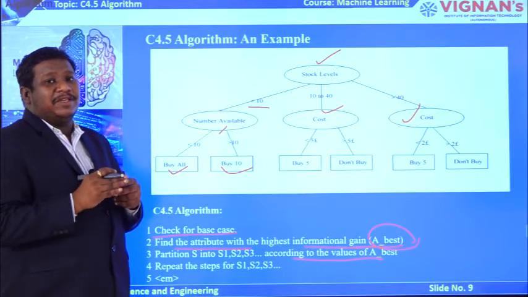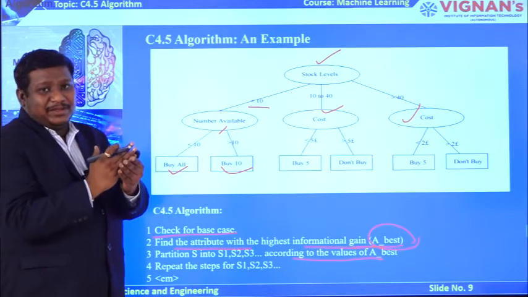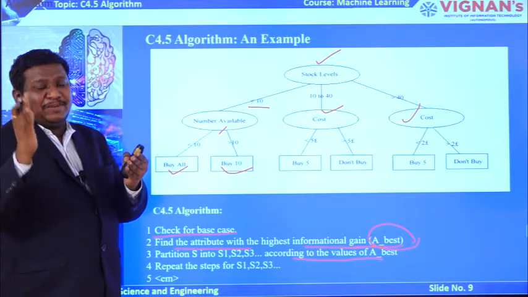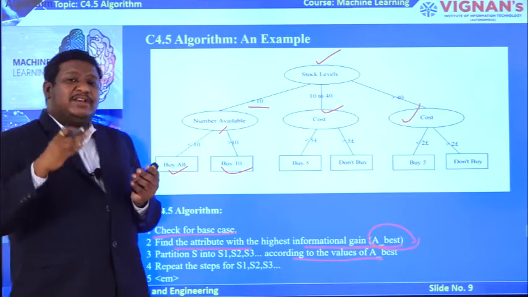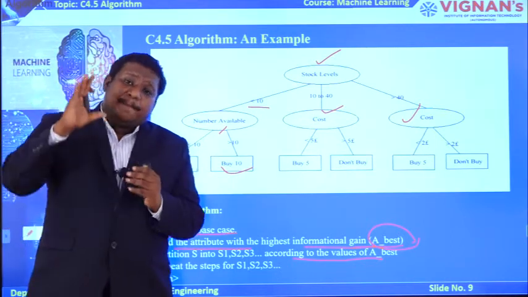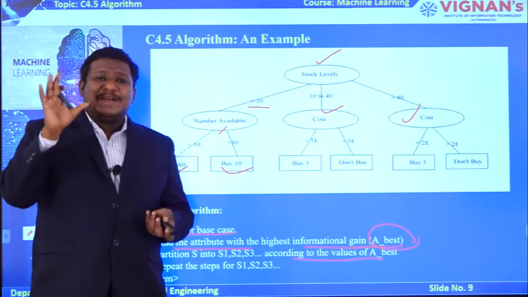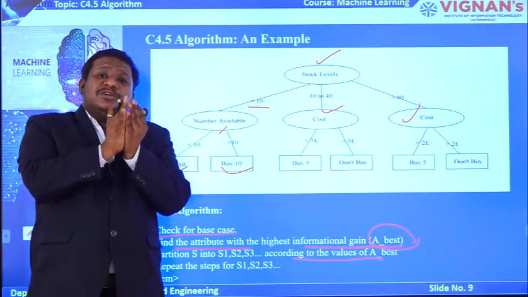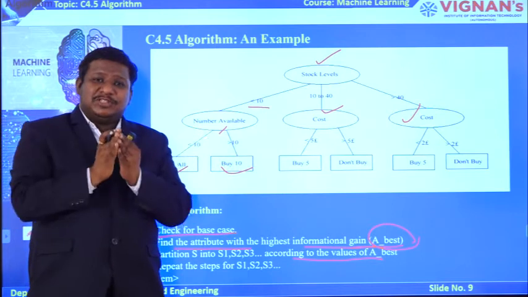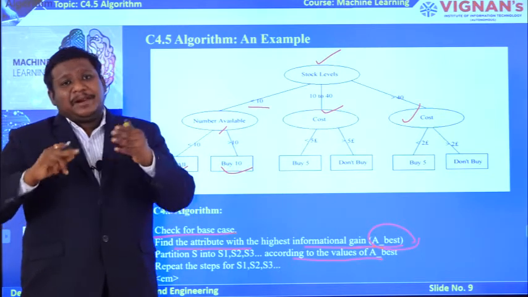So, first we have the base case. From that we are going to calculate the information gain of the attribute. With that information gain, we are finding the best attribute, and based on the best attribute value, you are going to separate the entire set S into subsets S1, S2, S3 and repeat the same step.